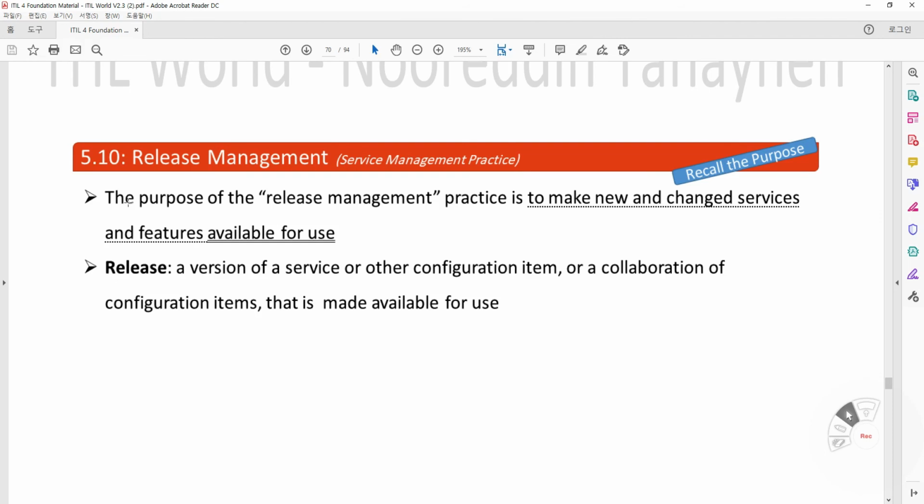Release management. The purpose of the release management practice is to make new and changed services and features available for use. Release: a version of a service or other configuration item, or a collaboration of configuration items, that is made available for use.